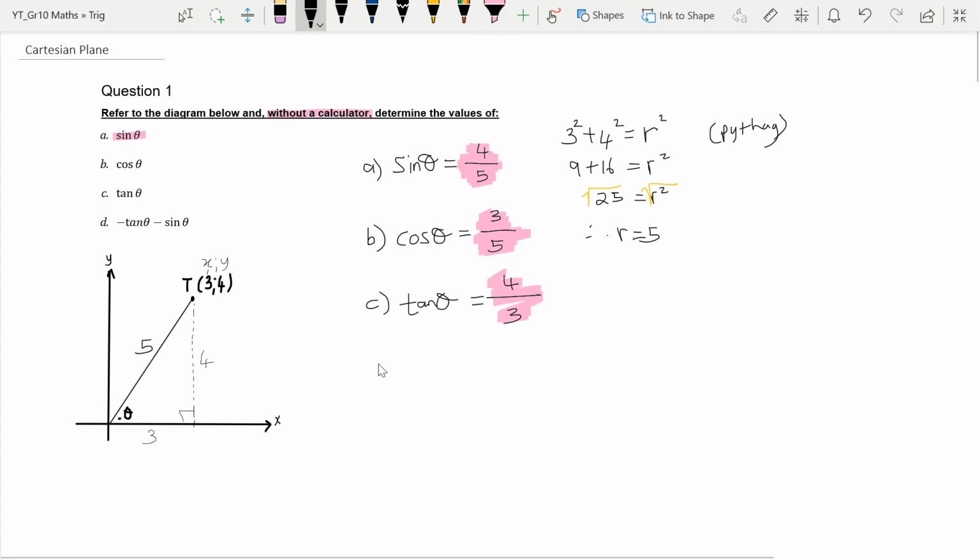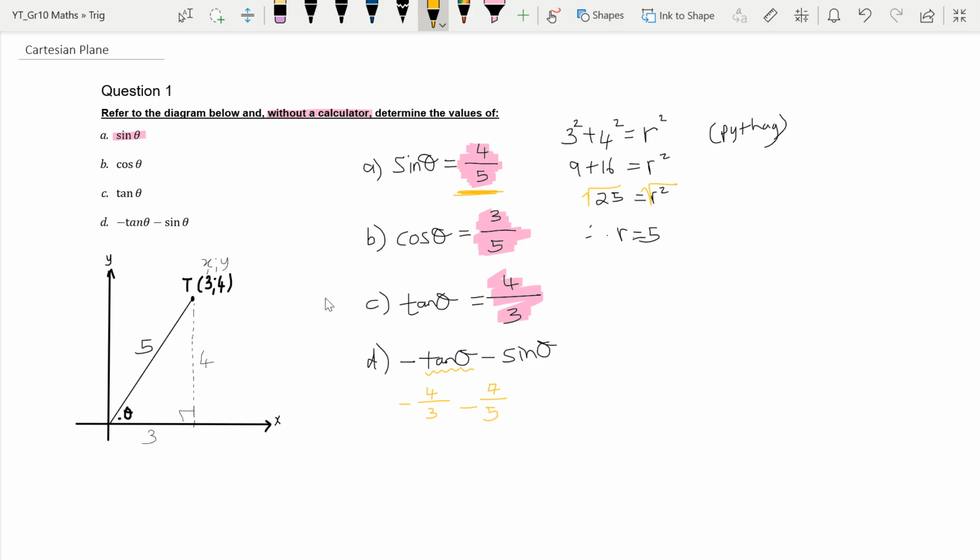Last one. D. Negative tan theta, take away sine theta. Well, we already have the value for tan theta. We just wrote that down. So let's just plug that in there. So that would be negative, and then tan theta is 4 over 3. And then take away, we already have the value for sine theta. It is equal to 4 over 5.